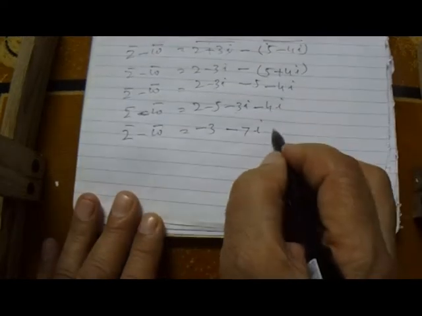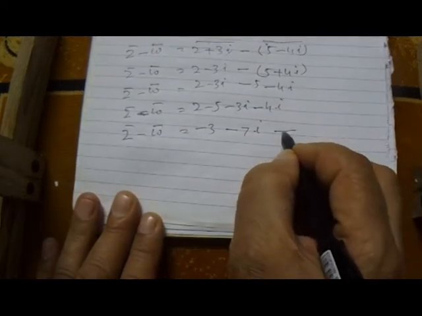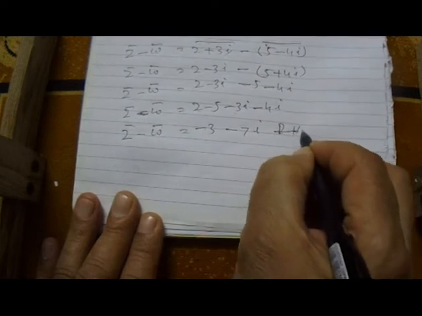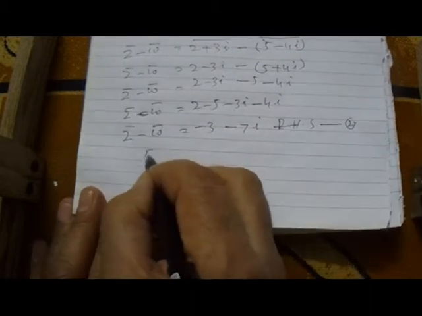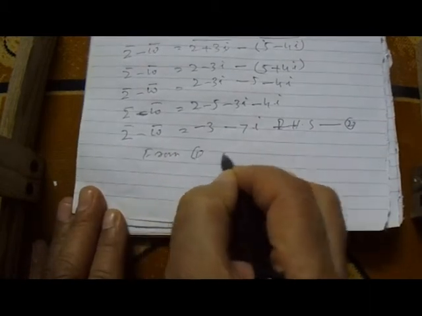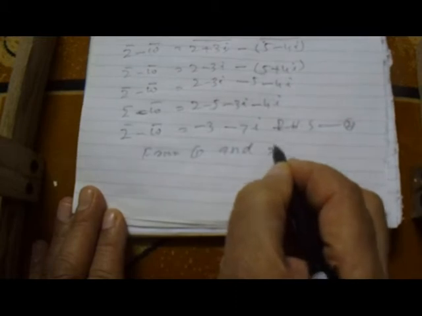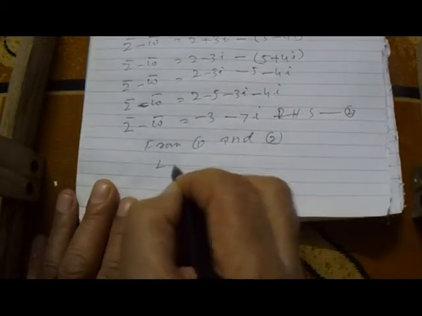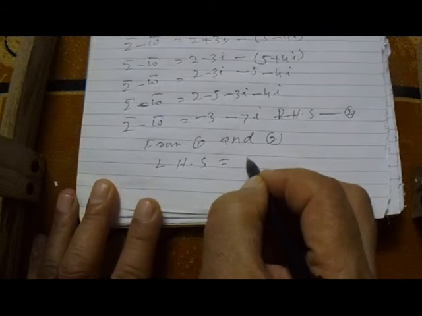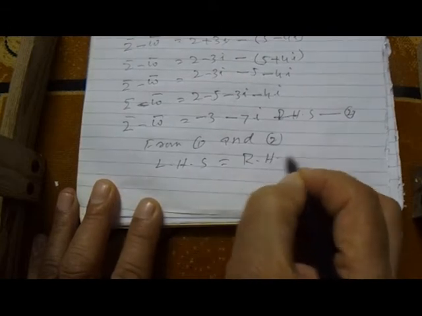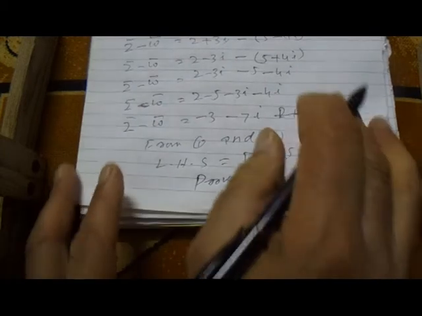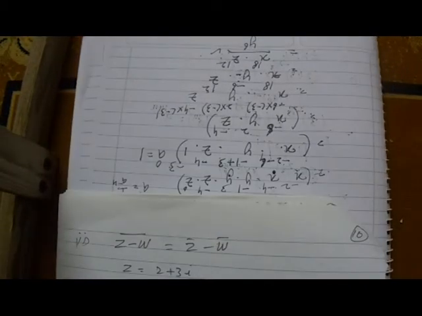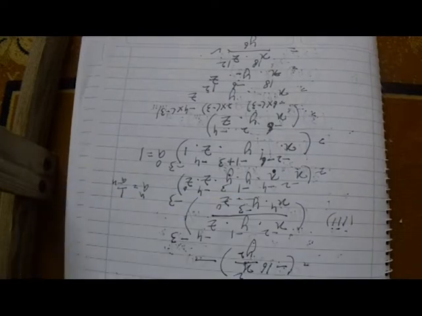Now we see here, this is our right hand side, and this is right with 2. From 1 and 2, we see left hand side is equal to right hand side. Proved. Now the next question is our third part.